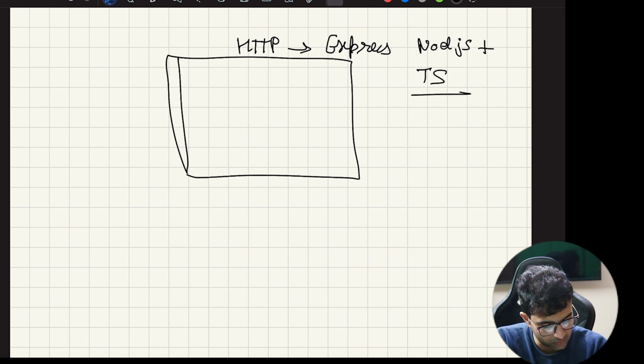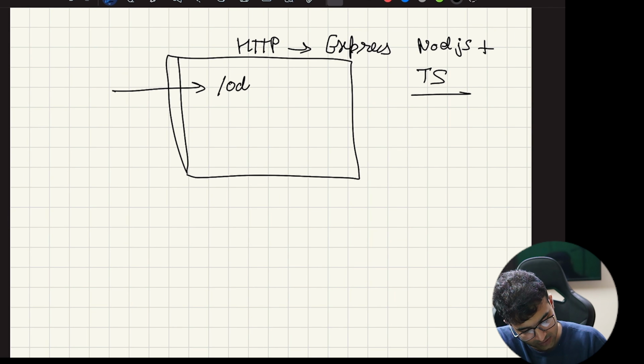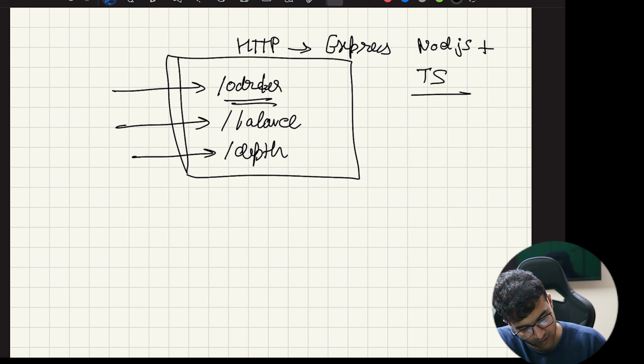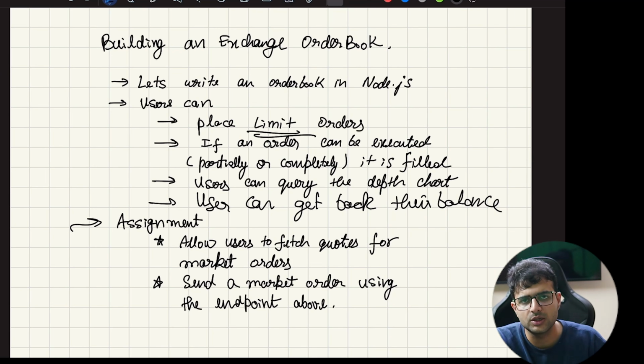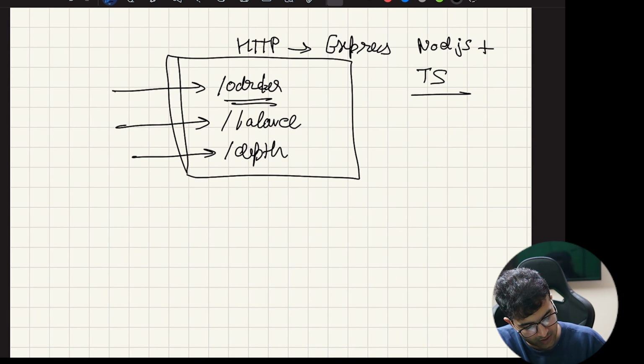And what does the HTTP server need to support? It needs to support an endpoint that lets the user create an order. It needs to support an endpoint that lets the user query their balance. It needs to support an endpoint that lets the user query the depth. The order endpoint should take what as an input? As I said, the requirement was just to support a limit order, not market orders right now. Why? Because that is what this sort of assignment is.